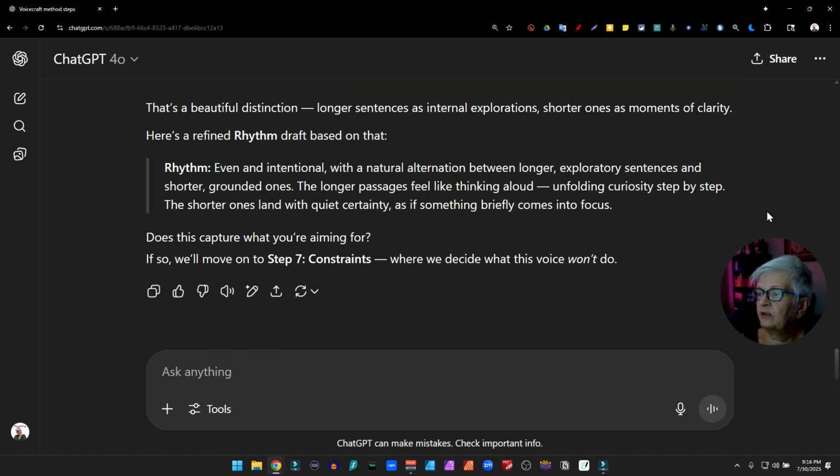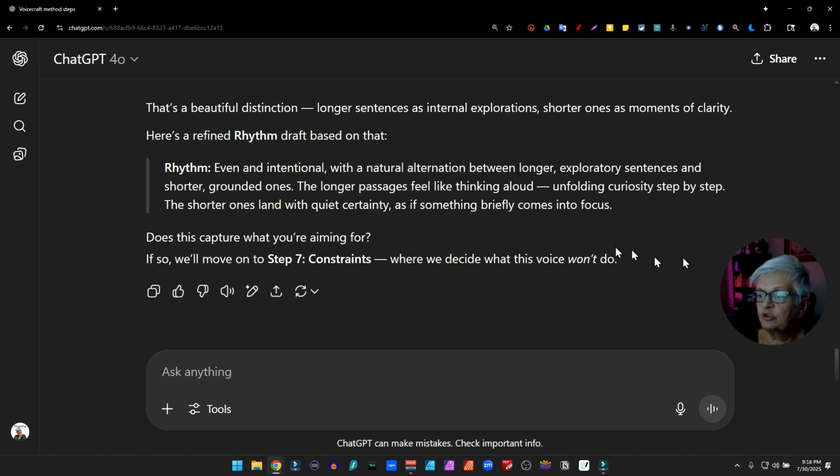Here is a refined rhythm draft based on that. Rhythm, even and intentional, with a natural alternation between longer exploratory sentences and shorter grounded ones. The longer passages feel like thinking aloud, unfolding curiosity step by step. The shorter ones land with a quiet certainty, as if something briefly comes into focus.